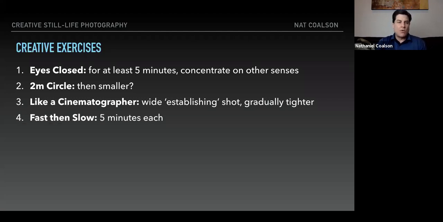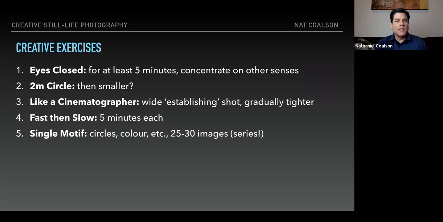I mentioned working fast and then working slow. A really good exercise is to shoot quick and responsively and reactively for 5 or 10 minutes, and then take a quick break, take a breath, reset yourself, and then for the next 5 or 10 minutes, really work very, very slowly. Maybe only take one picture, but take your time really seeing where the possible shots are.